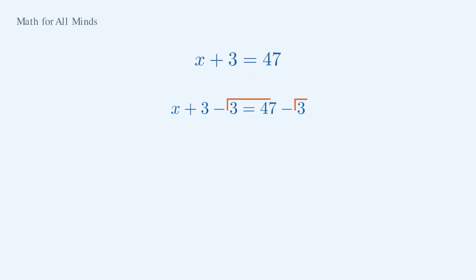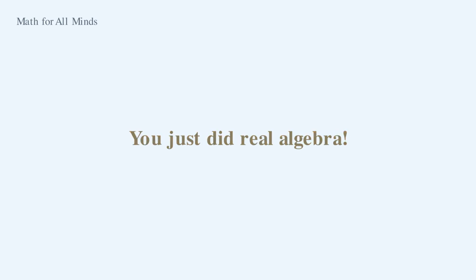Subtract 3 from both sides to isolate x. 47 minus 3 is 44. So x equals 44. You just did real algebra.